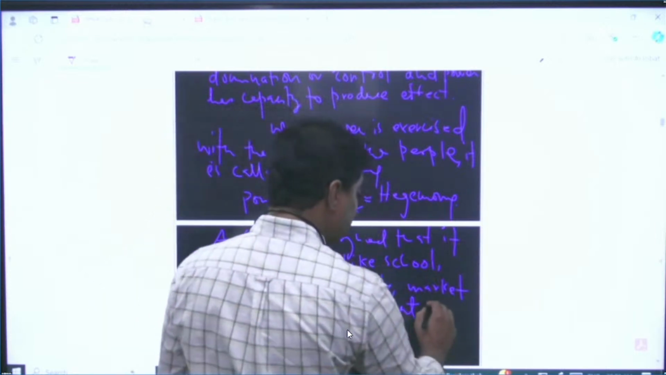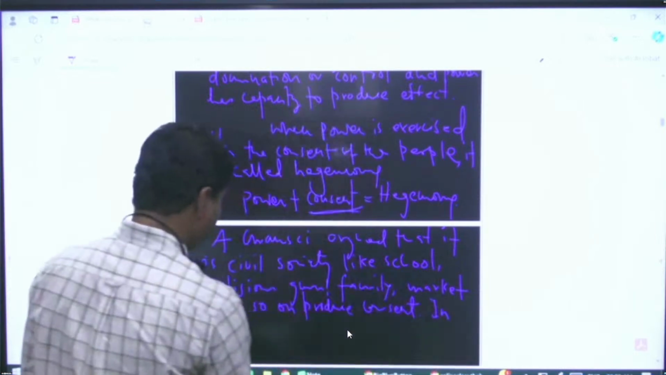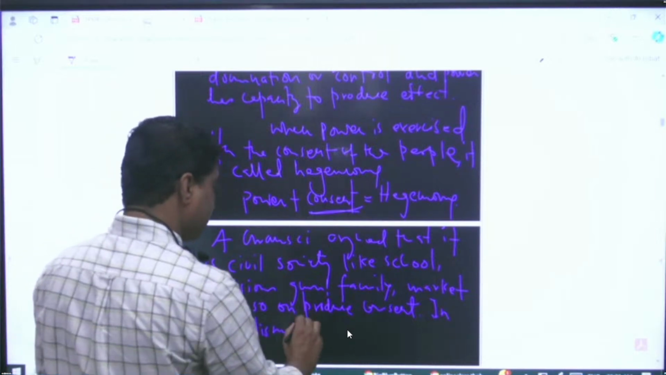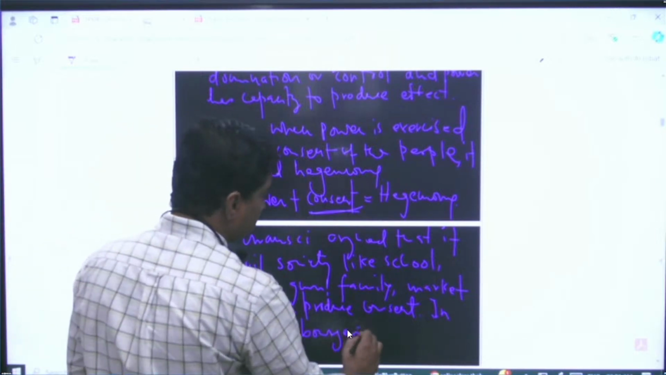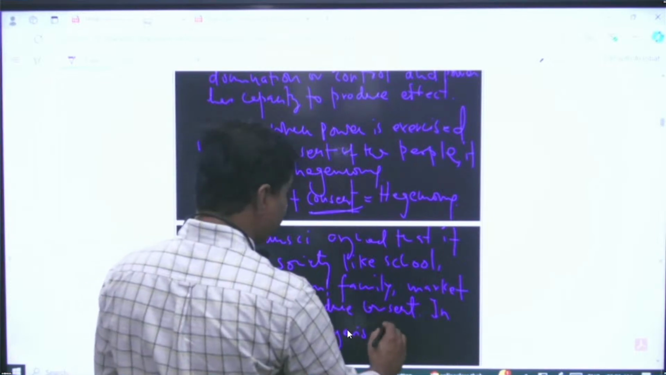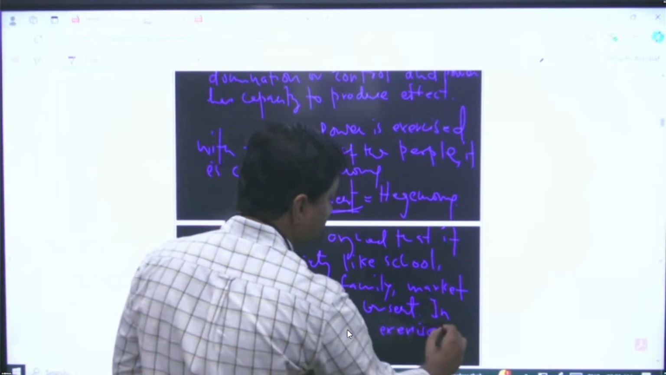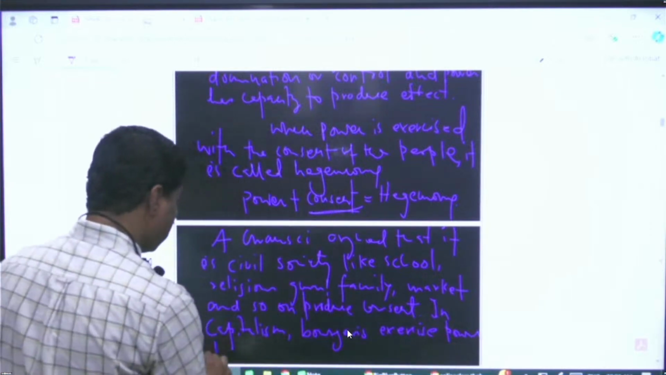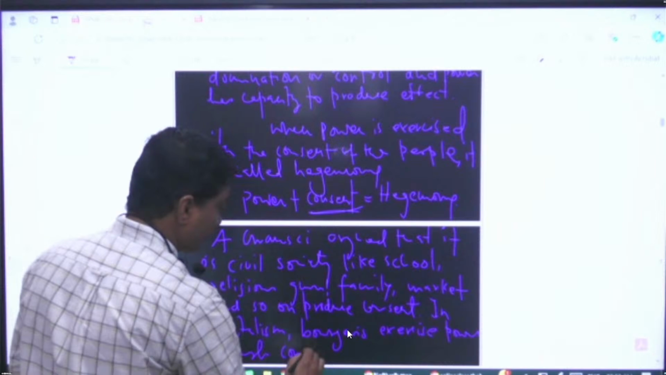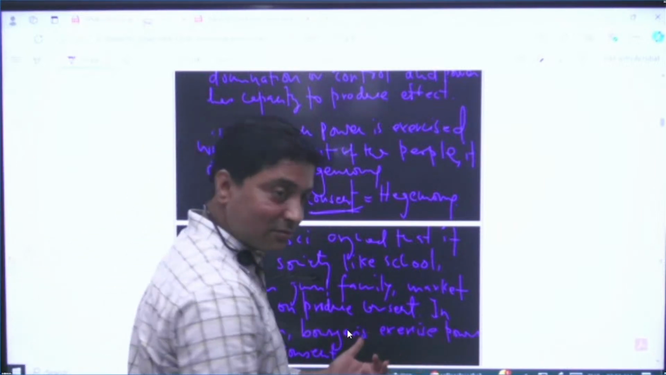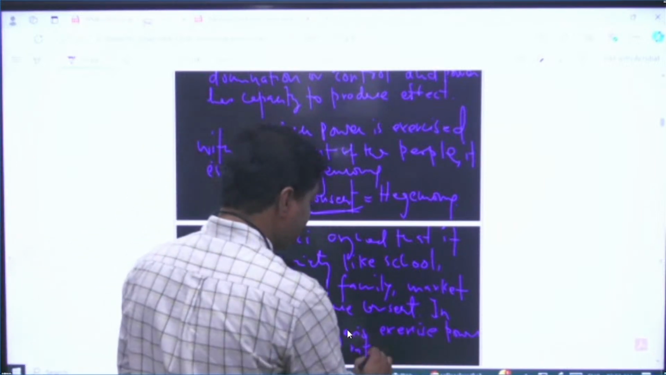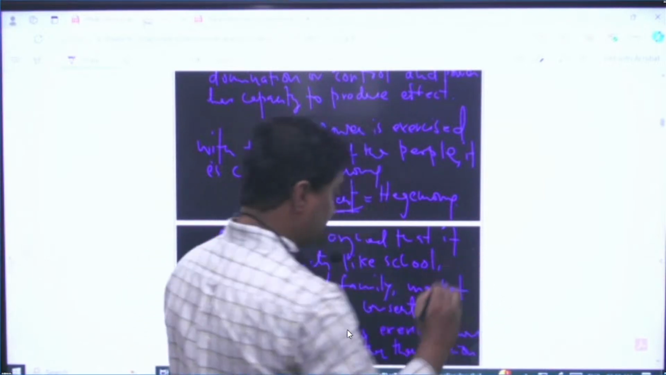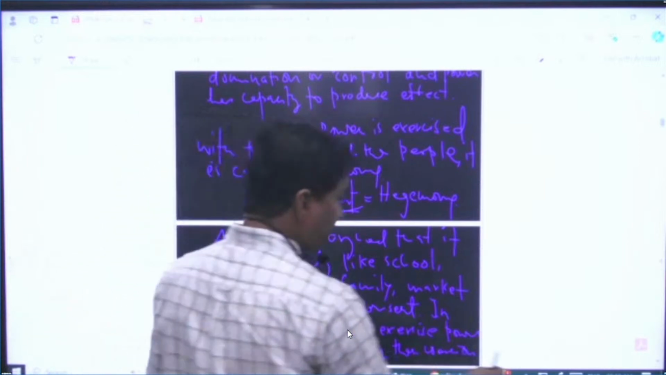In capitalism, the bourgeoisie exercise power through consent rather than coercion. Now we have explained Gramsci.